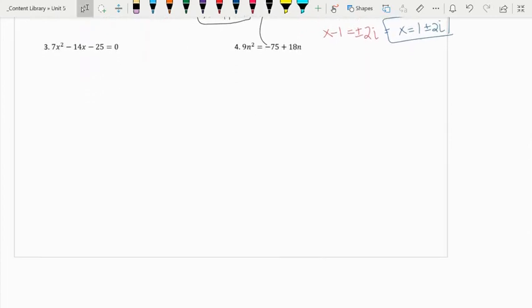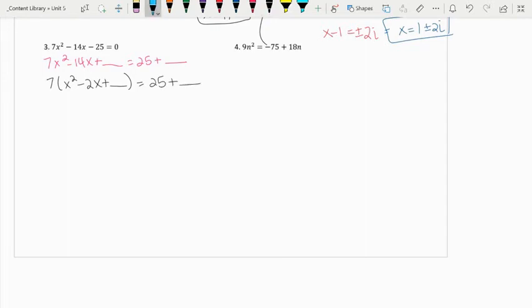On number 3, set it up first by putting in the blanks. So we have 7x squared minus 14x plus blank equals 25. We need to factor out 7 first. So when we do, we have x squared minus 2x plus blank equals 25 plus blank.